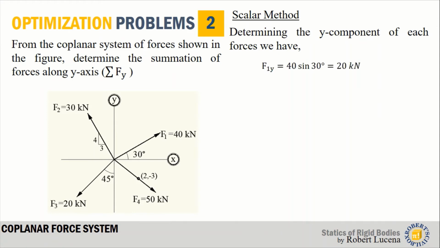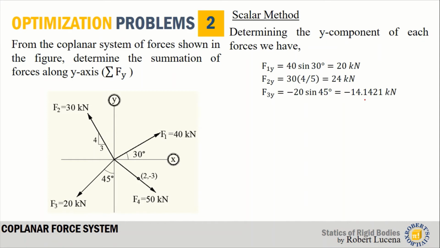Now let's try to use the scalar method, that is simply trigonometry. If you want to get the y component of F1, we use the sine function. Therefore, 40 sine 30, we have F1y equals 20 kilonewton. And for F2, we want to solve for the y component. That is simply multiplying the magnitude, and for the y component that would be the rise over the hypotenuse. So 4 over 5, we get F2y equals 24 kilonewton.